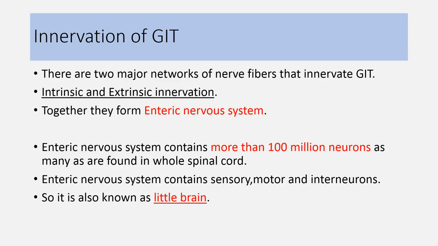Innervation of the gastrointestinal tract. There are two major networks of nerve fibers that innervate the gastrointestinal tract, known as intrinsic and extrinsic innervation. Together they form the enteric nervous system. The enteric nervous system contains more than 100 million neurons, as many as are found in the whole spinal cord and autonomic nervous system. It contains sensory, motor and interneurons, so it is also known as the little brain.